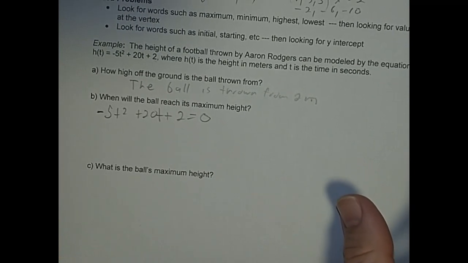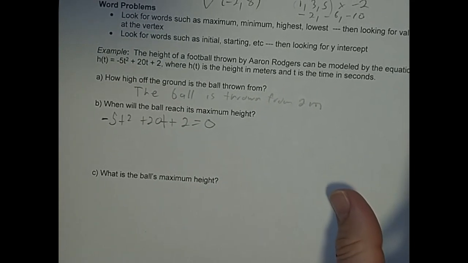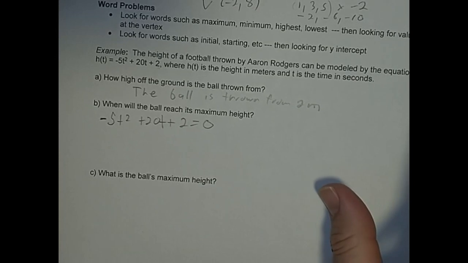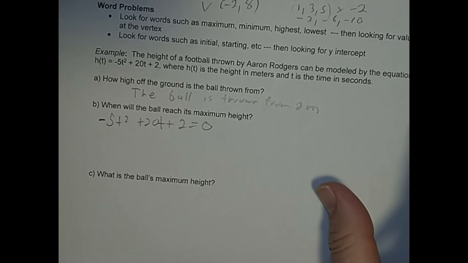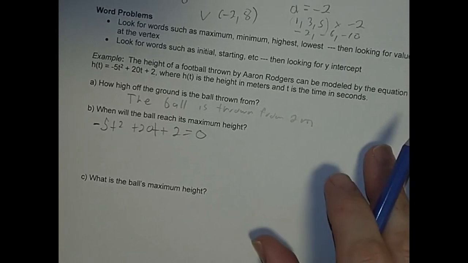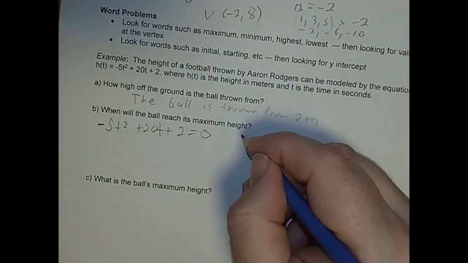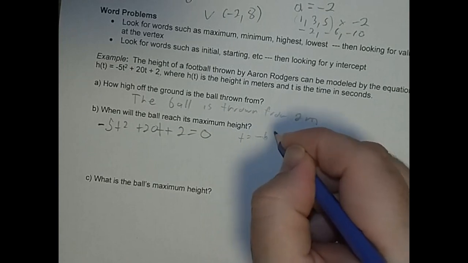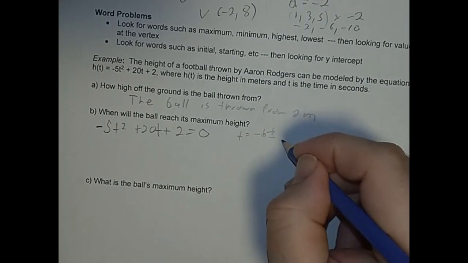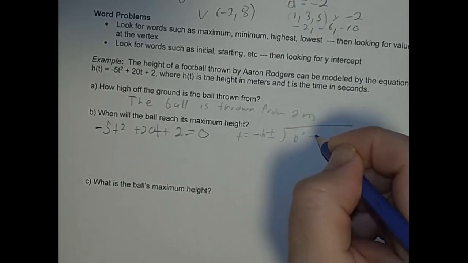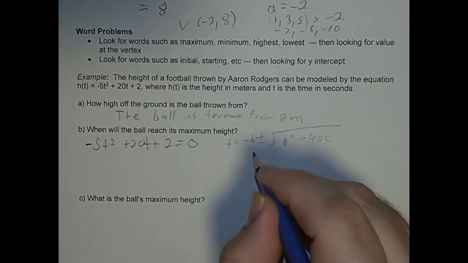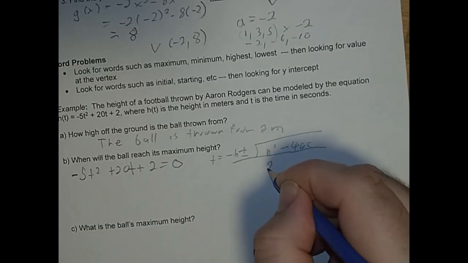We're going to have to use the big formula for this one, which is tricky. I didn't expect that from this section. So we're going to have to use the big formula here: t equals negative b plus or minus the square root of b squared minus 4ac, all over 2a.